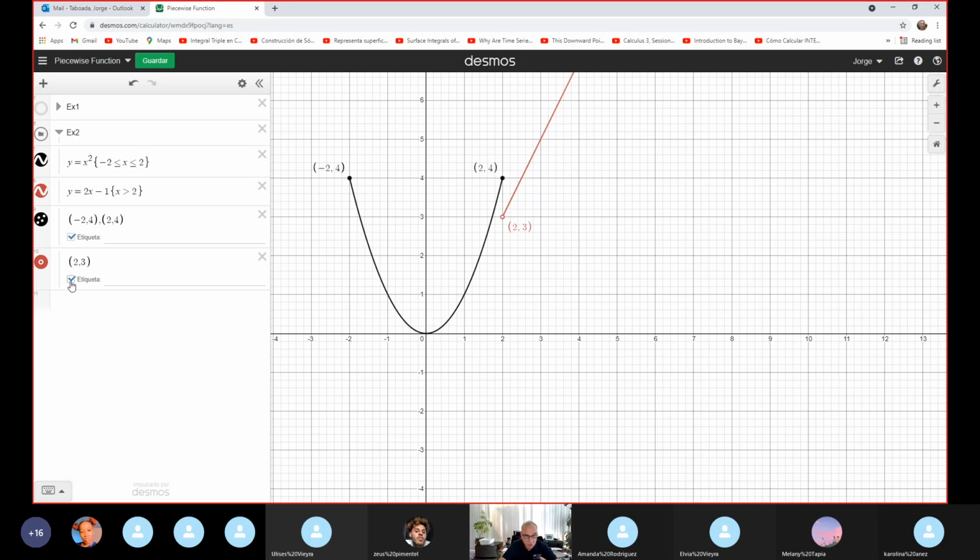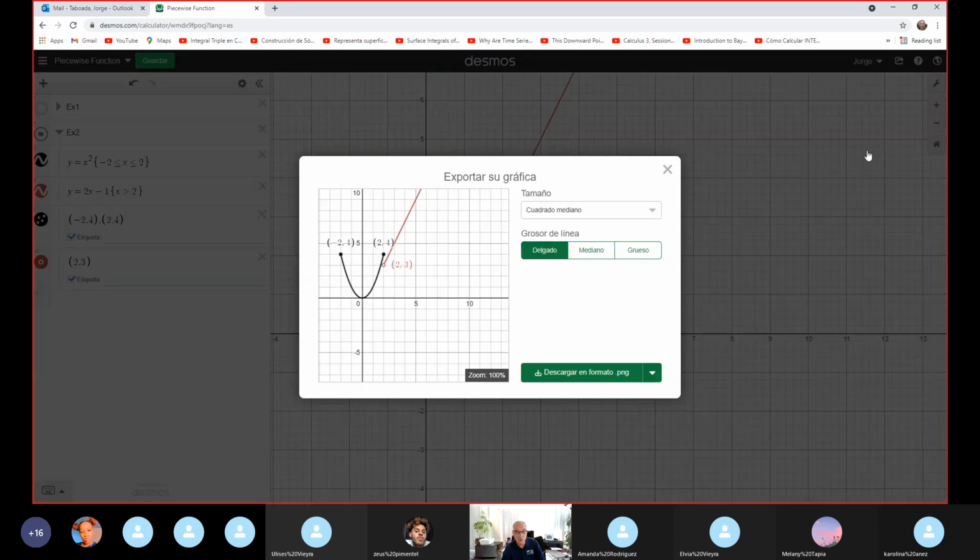Okay, so this piecewise function, I want to come back again to the whiteboard. I don't want to do it by hand. Now, guys, listen to me. Suppose that you are solving the problem in the test like that, and you click here, look at that, share the graphic with the professor in the test, and you export the graphic, boom, like that.